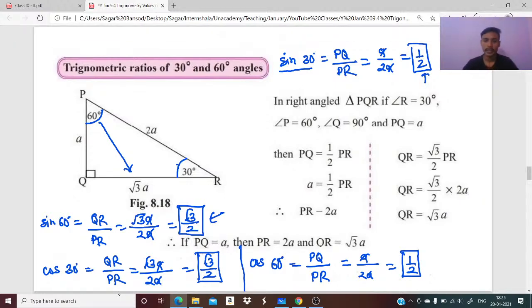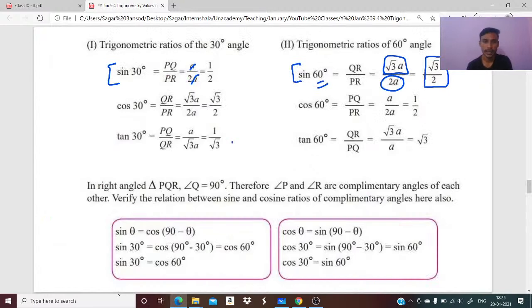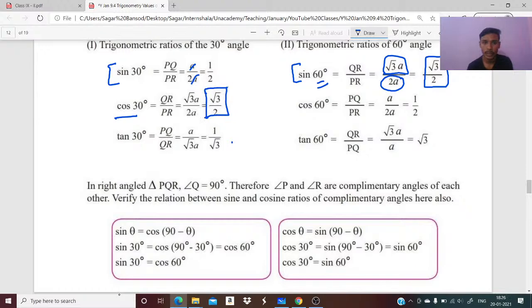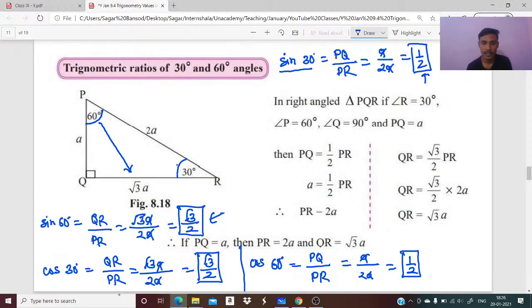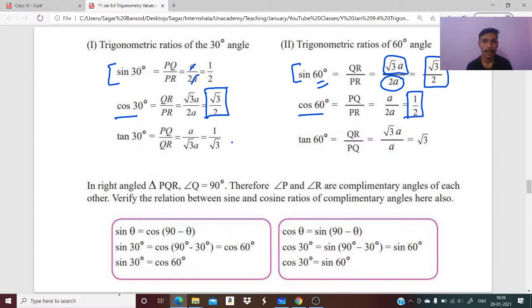Fine, so let me show you the next slide. You found out that your cos 30 degree is under root 3 by 2, and your cos 60 degree is half, just like here. Okay, now I have these four ratios, that is sin 30, cos 30, then sin 60 and cos 60.